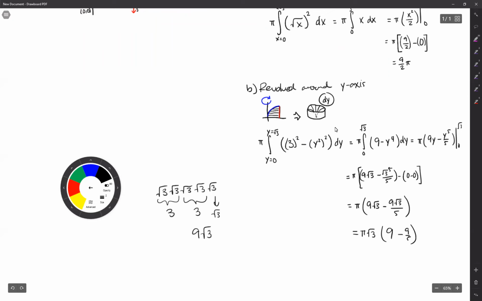9 minus 9 over 5. Let's see, 9 is 45 fifths minus 9 fifths. That should be 36 fifths. So what we end up with is 36 square root of 3 pi over 5. Right, there's that 36 fifths times the square root of 3 and the pi that were outside.